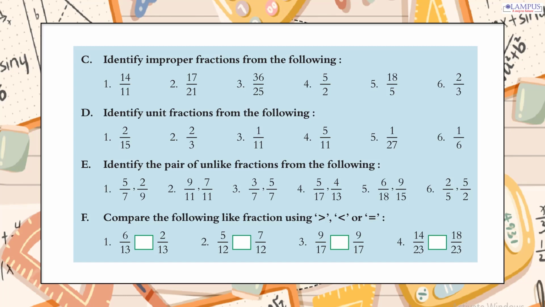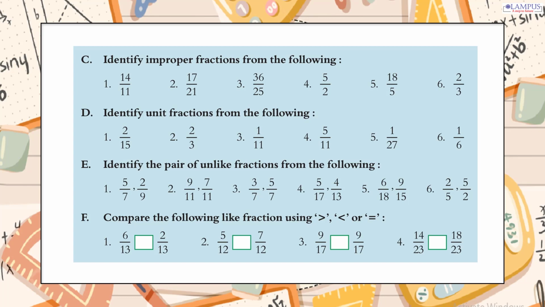C. Identify improper fractions from the following. 1. 14 by 11, 2. 17 by 21, 3. 36 by 25, 4. 5 by 2, 5. 18 by 5, 6. 2 by 3.